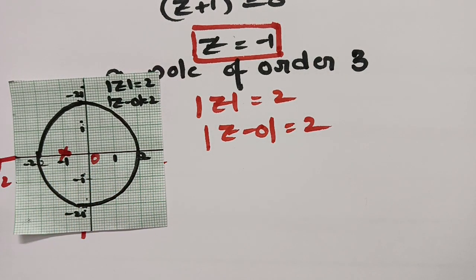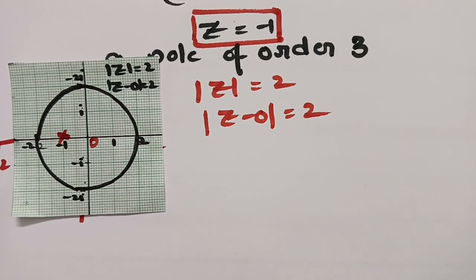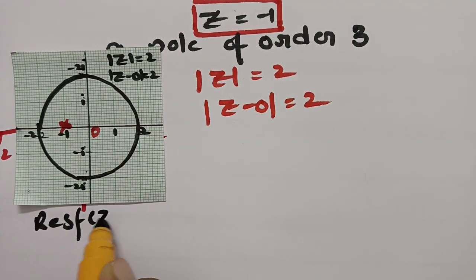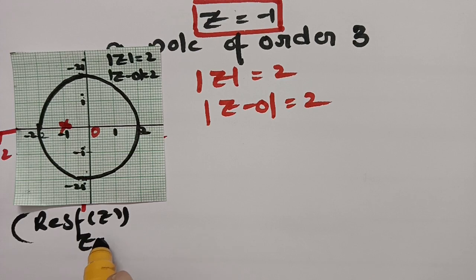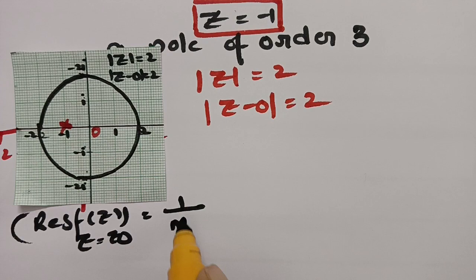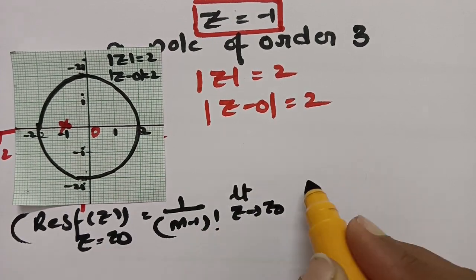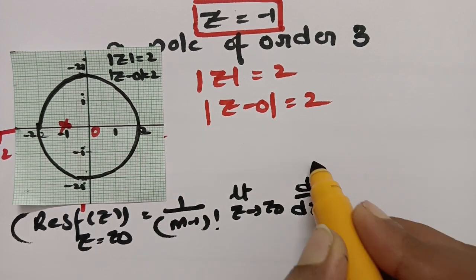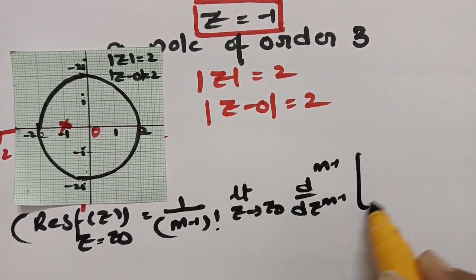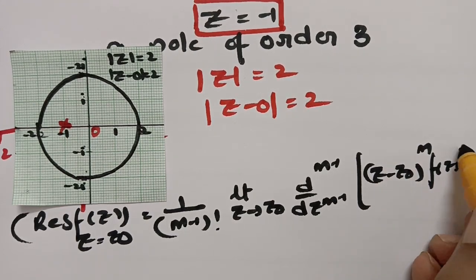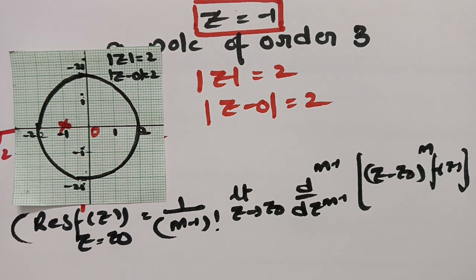If it lies inside the circle, we have to move on to finding the residue. Now we have to find the residue for this. For finding the residue, the residue of f of z at z equal to z naught of order m is 1 by (m minus 1) factorial into the limit z tends to z naught of d by dz power m minus 1 into (z minus z naught) power m into f of z. Clear? Here m is nothing but the power value.